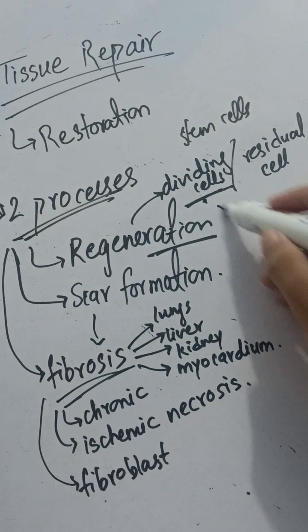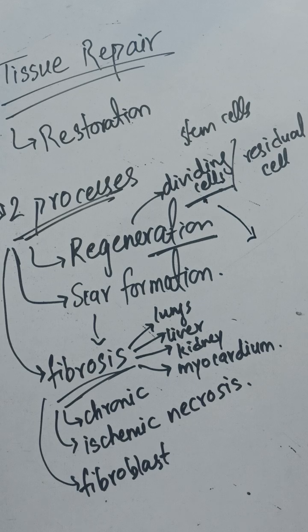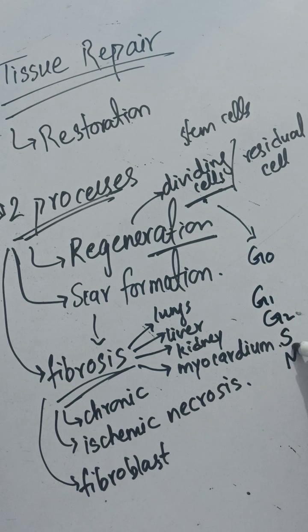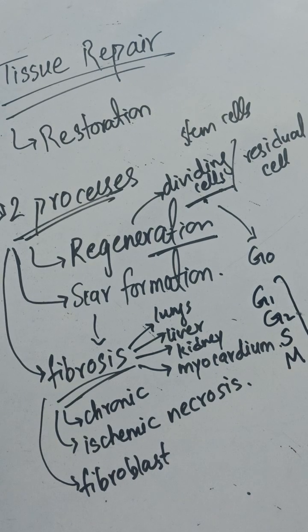Okay, now as you know, our cell cycle has transitions. If we talk about the dividing cells, not all the cells are dividing; some cells are in the G0 phase. In the G0 phase they are in the rest phase, but in the other phases of the cell cycle, G1 phase, G2 phase, S phase, M phase, the cell is actively dividing. But in the G0 phase the cell is in the rest phase, it cannot divide.